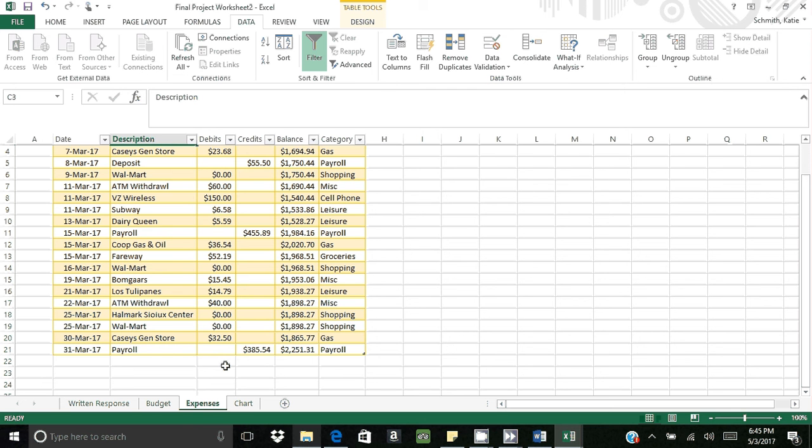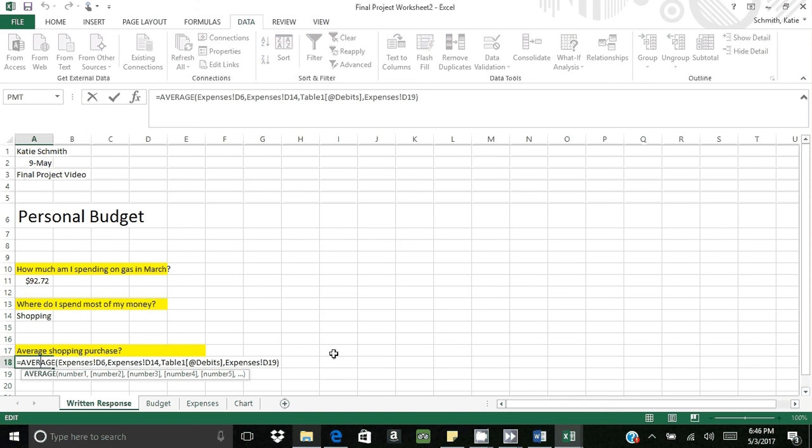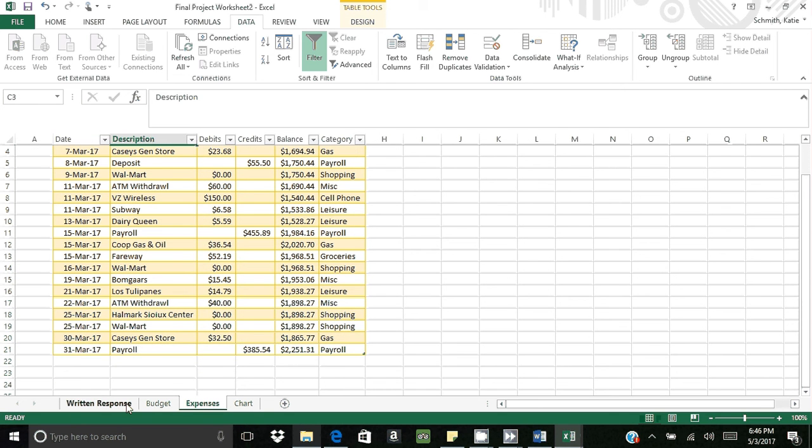So to answer my beginning questions from earlier, I answered how much am I spending on gas in March, and I did this by totaling my gas expenses from the expenses worksheet, and I used the average function to show my average shopping purchases because I found I spent most of my money in shopping. And I think this actually changed because I just did the scenario manager over here.